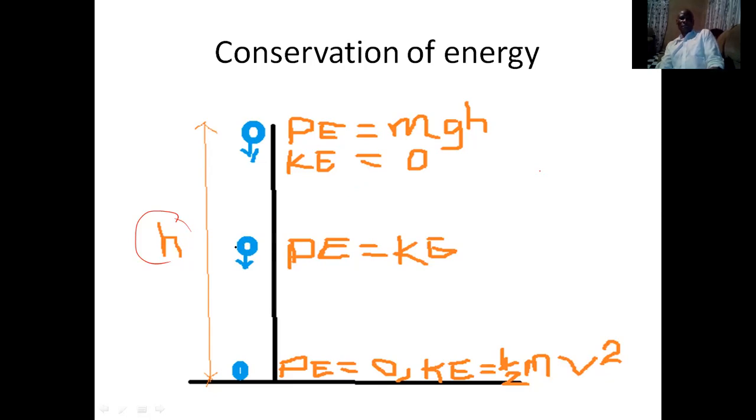And when the object is halfway, it is going to have the same amount of potential energy and kinetic energy. As the body goes down and reaches the lowest point, where it hits the ground, the height would have reduced to zero, and therefore the potential energy would be zero, while the kinetic energy, just before it hits the ground, will be at maximum speed. So all the potential energy the body had up there has been converted into kinetic energy.